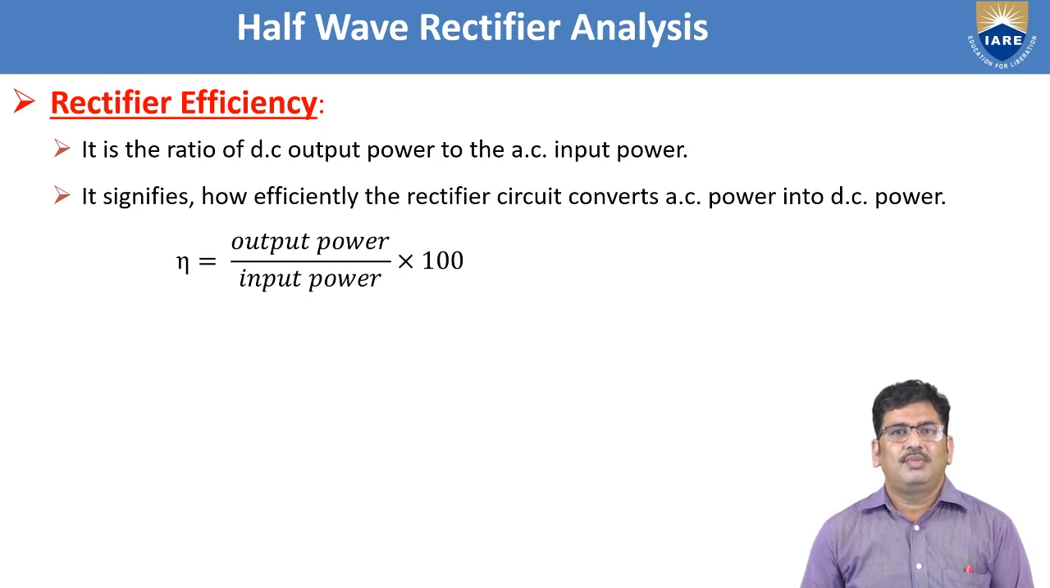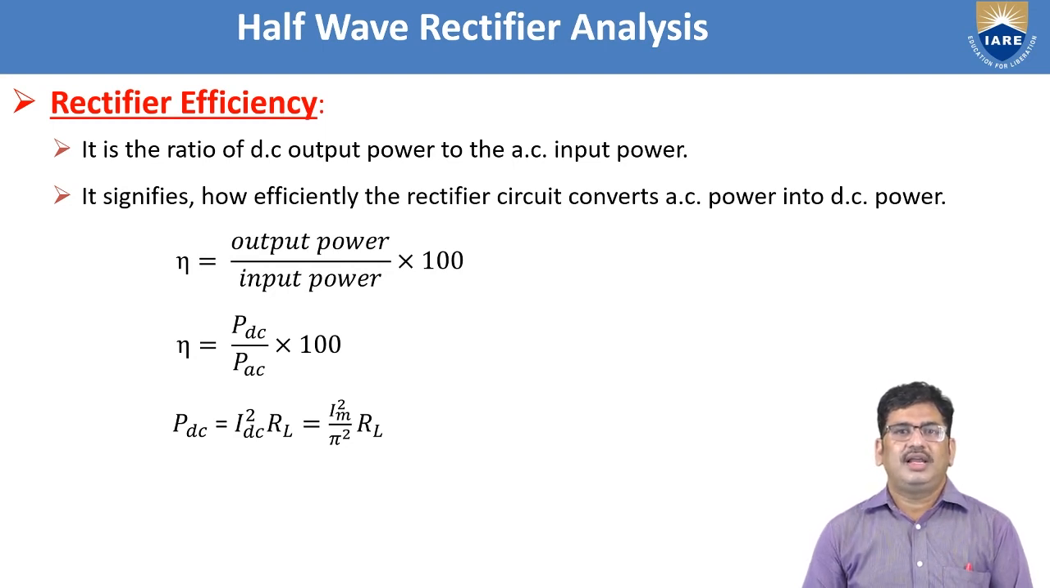Here the output power we are going to consider as PDC, that is DC power. Input power is PAC, that is AC power. The efficiency we can rewrite as the DC power divided by AC power into 100. The PDC here is given as IDC square into RL. For half-wave rectifier, IDC is equivalent to IM by pi. Substituting this, PDC will be IM square divided by pi square into RL.